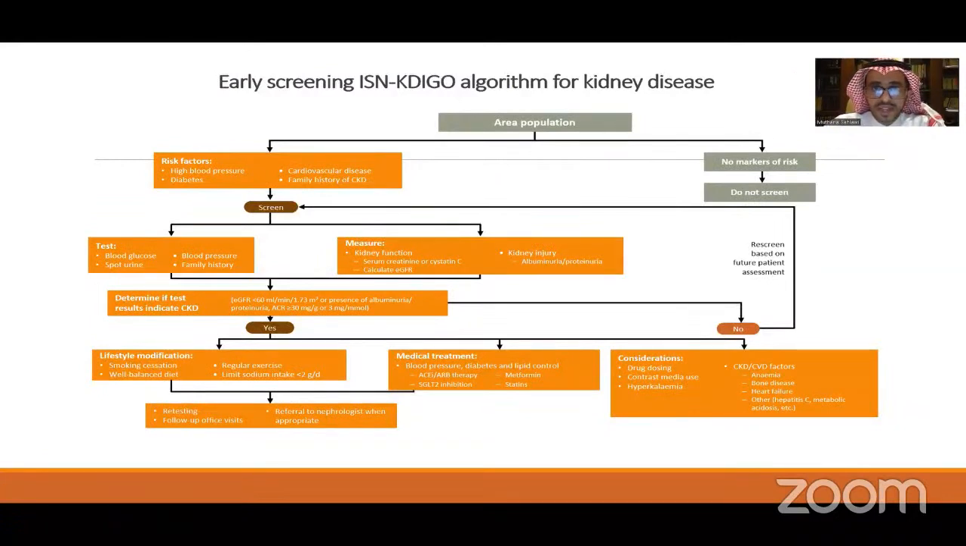So the algorithm for screening, as suggested by KDIGO, is to screen those with risk factors. And we're talking about diabetes, hypertension, cardiovascular disease, history of AKIs, family history of CKD, obesity. Those with risk factors need to be screened by the methods we mentioned, either by estimating GFR or by checking the urine for albuminuria. And if those are present, and if CKD is diagnosed, the next step would be to classify CKD or stage it. And we'll go to this in the next slide.